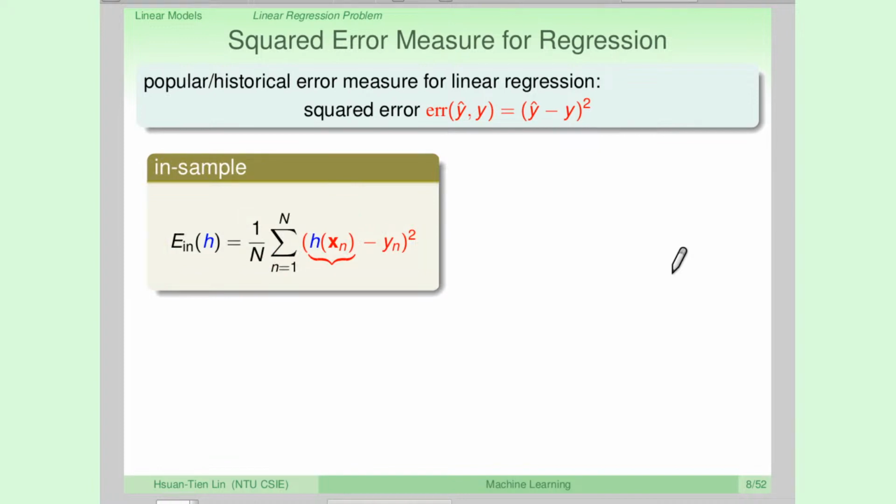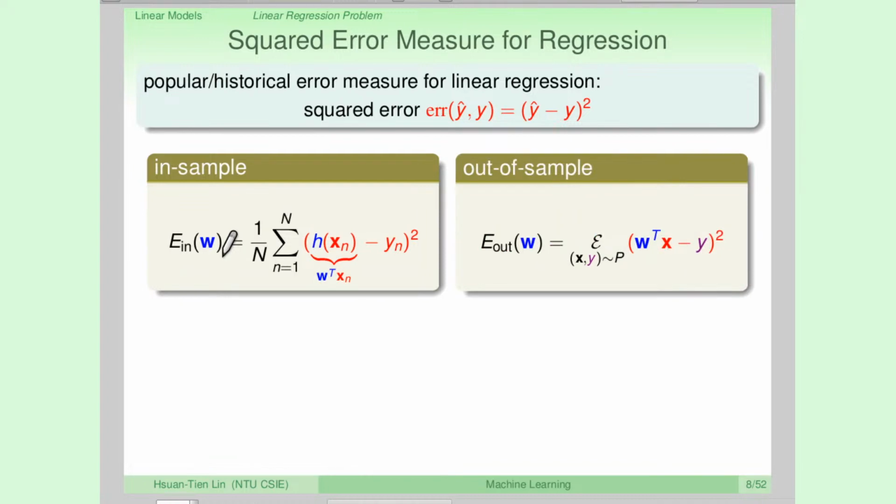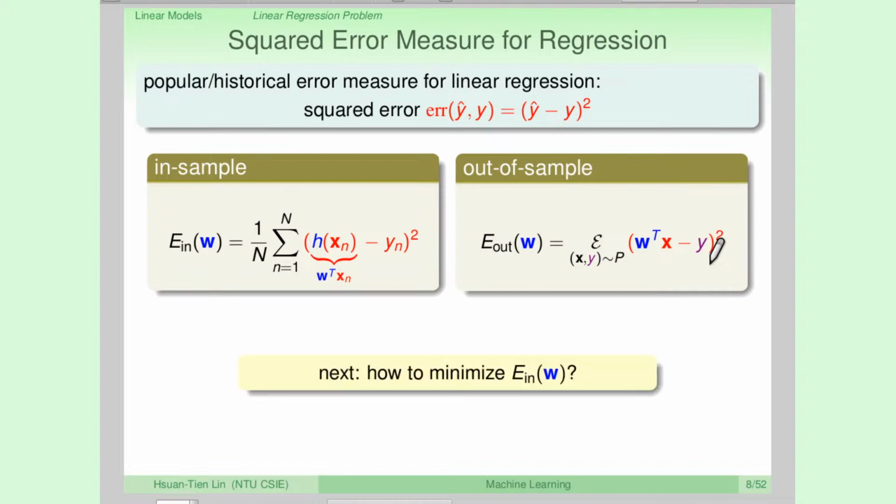I'm writing down the formula for in-sample error. We have square error here. We have the prediction, which we have formed to be just the inner product without taking the sign. So we can say this is E in of h, but because each h is actually parameterized by a w vector, we can also say this is just E in of w. And out-of-sample error, again parameterized by w, would be computing this value, comparing it to whatever y we have in our distribution, in our test set, and then averaging over them.